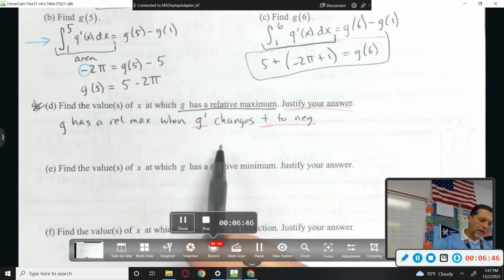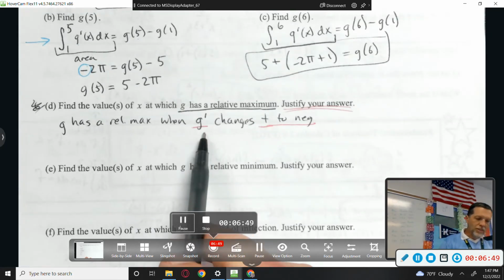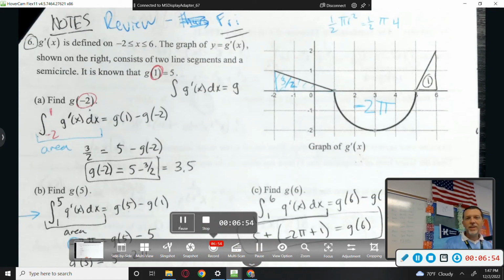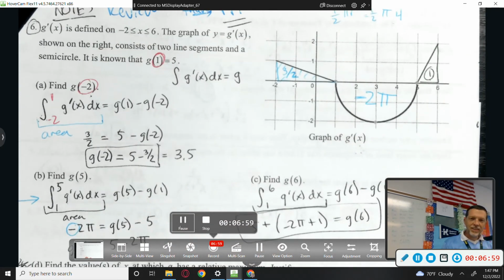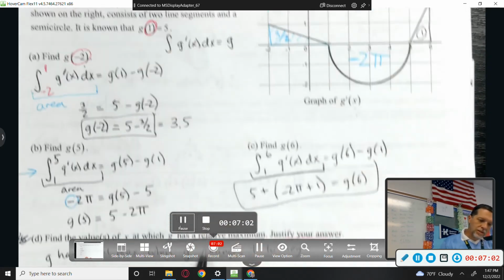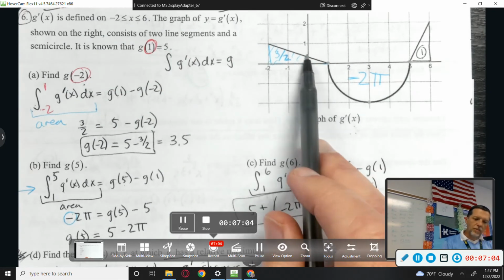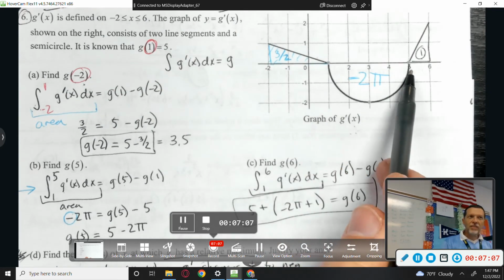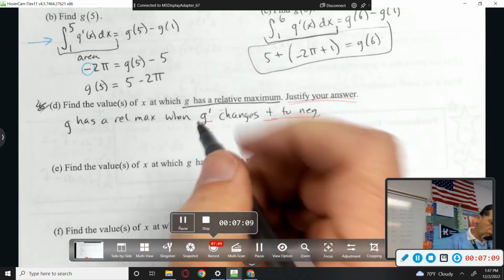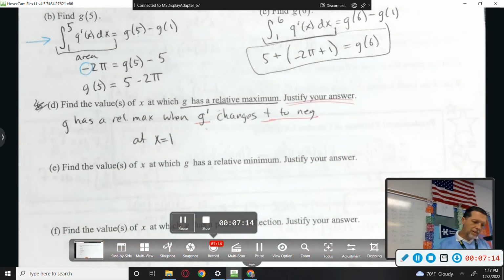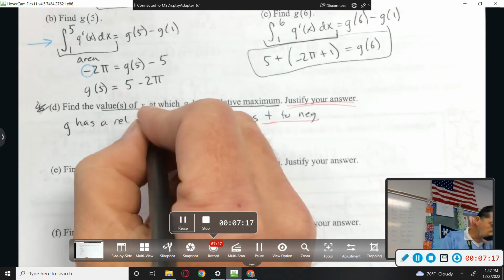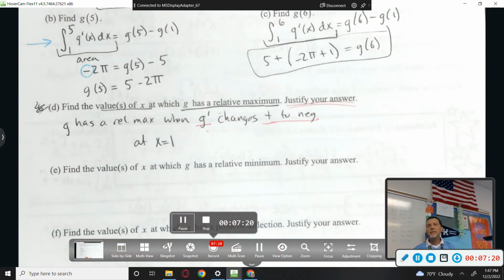Yes. Okay. So this is an easy problem now, right? Because what is my graph of? G prime. So when does my graph go from positive to negative? At x equals 1. Wait, careful. At 1, it goes from positive to negative. At 5, it goes negative to positive. So at x equals 1. And it just asks at what values of x. It didn't ask me what the max is. It just says where is it? Well, it happens at x equals 1, so I'm done with part D.